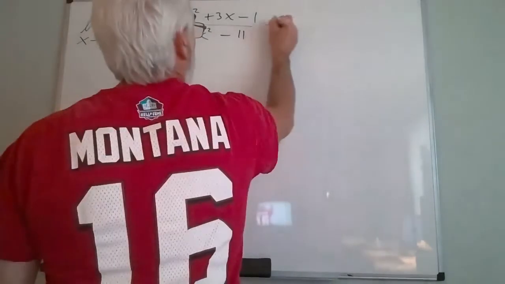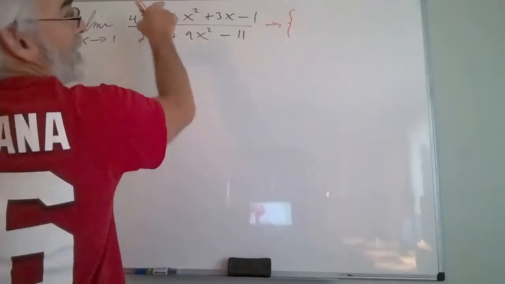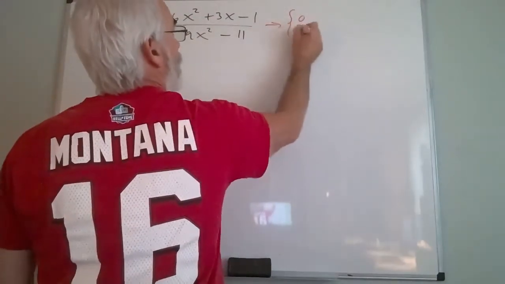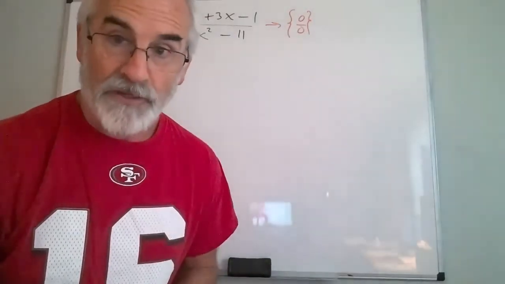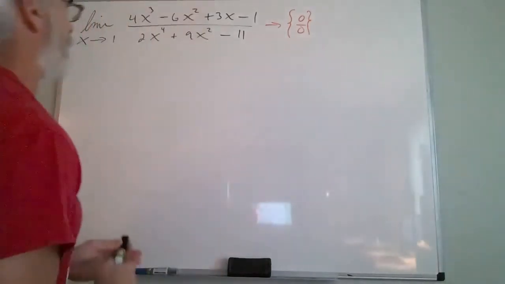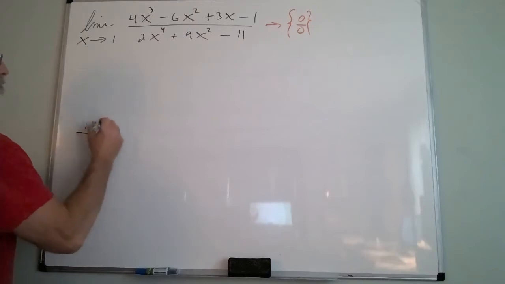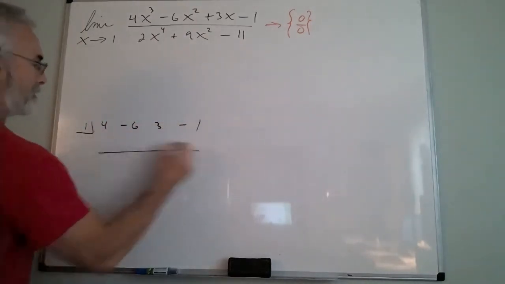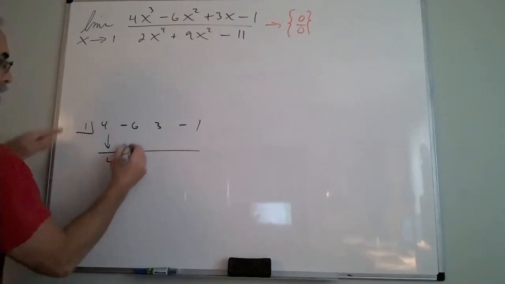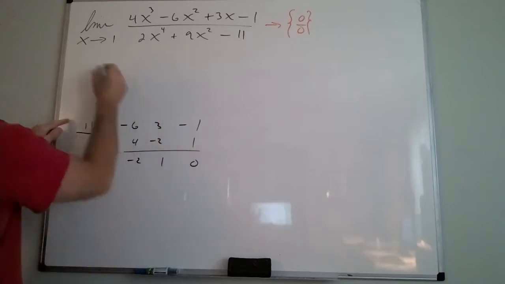If I evaluate numerator and denominator at 1, I like using 1 because you can just add the coefficients. Both numerator and denominator tend to 0. So based on what we already know, I absolutely know x minus 1 is a factor of both numerator and denominator. So what we're going to do is factor the numerator. So 4, that would be 4, negative 2, negative 2, 1, 1, 0. Great.